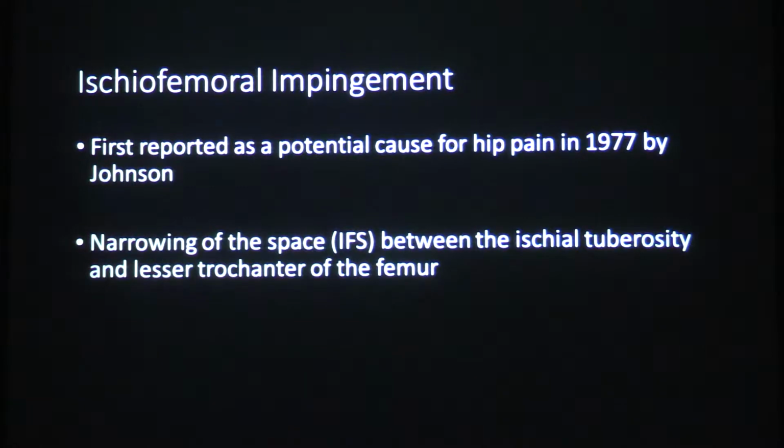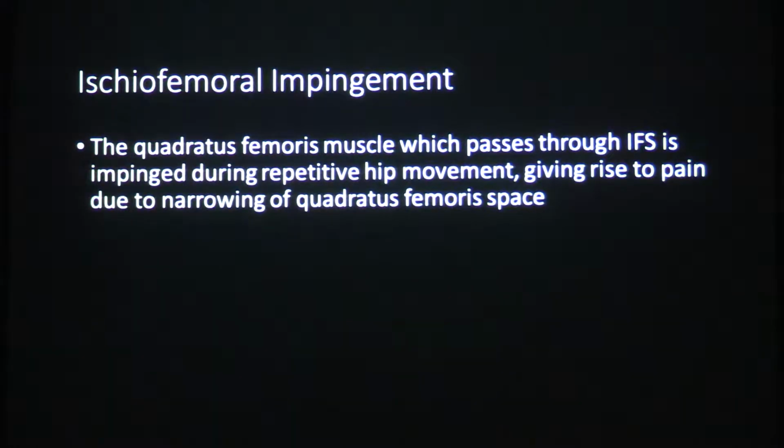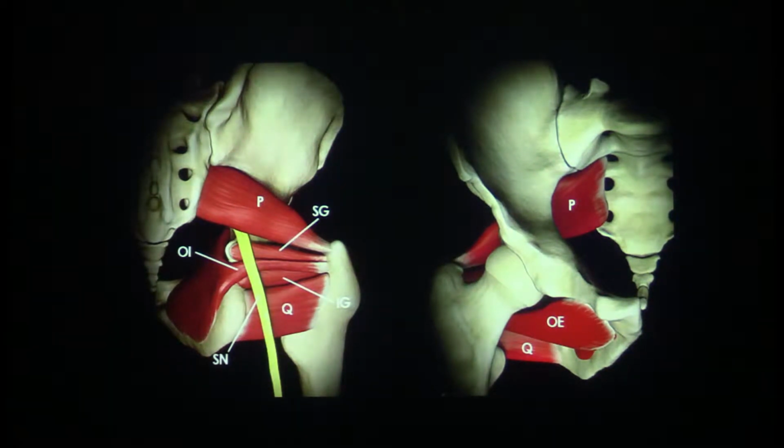This was first reported in '77 by Johnson, mostly as a sequela of hip surgery. It is basically a narrowing of the space between the ischial tuberosity and the lesser trochanter of the femur, which we call the IFS, the ischiofemoral space. The quadratus femoris muscle, which passes through the space, is impinged during repetitive hip movement, which gives rise to pain due to the narrowing of the space. This is another view of the anatomy where we can see in a more 3D sense where the quadratus femoris muscle passes as it goes between the two bones.